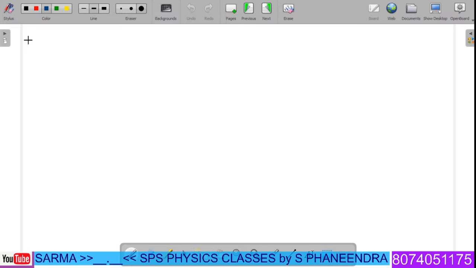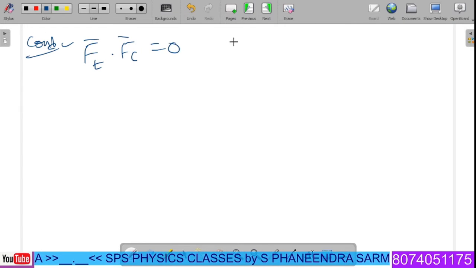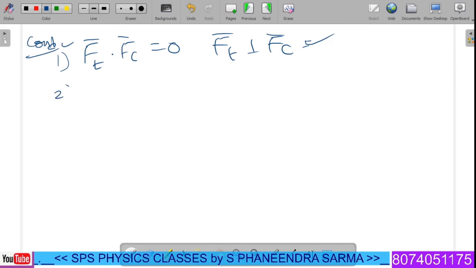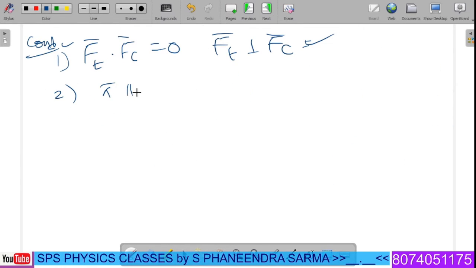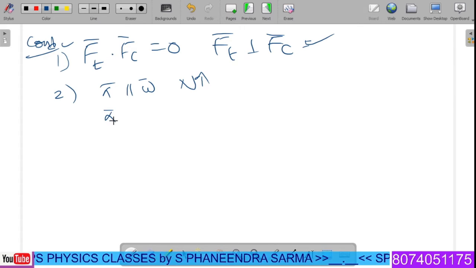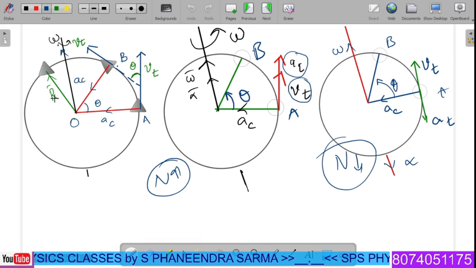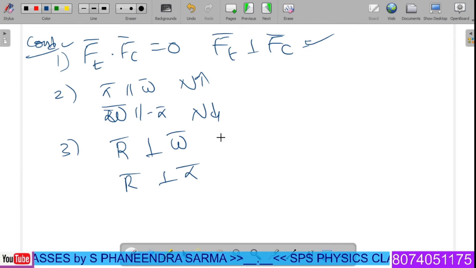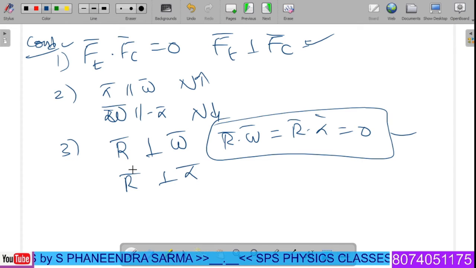Now we have to remember some important conditions. We already studied this, but there is a small consideration we missed. Ft dot Fc, the dot product, is always 0. Why? Because the tangential force Ft is perpendicular to Fc, that's why the dot product is always equal to 0. Case 1: alpha bar is parallel to omega bar, so the number of rotations increases. Case 2: omega bar is anti-parallel to alpha bar, so the number of rotations decreases. Further, remember a third point: the radial vector is always perpendicular to omega bar, and it is also perpendicular to alpha bar. That means r bar dot omega bar is equal to r bar dot alpha bar, and both are equal to 0.